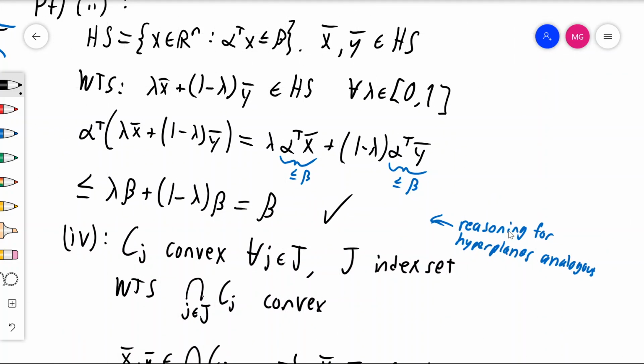And almost identical reasoning applies for showing hyperplanes are also convex. I would just basically be replacing a less than or equal to with an equal to.